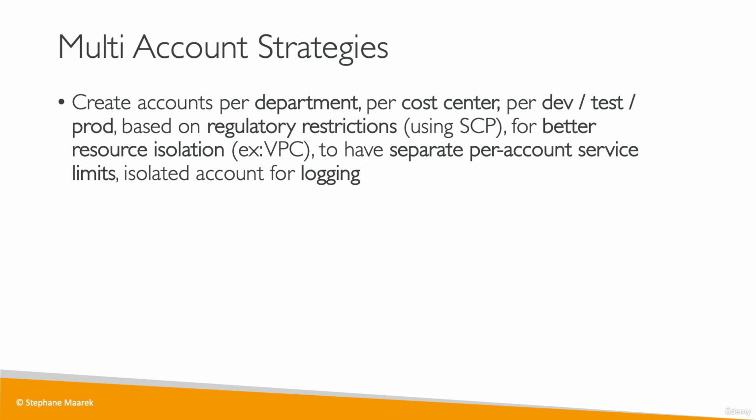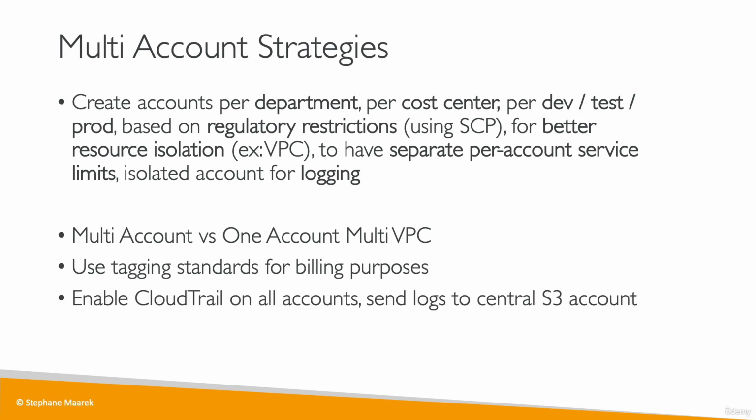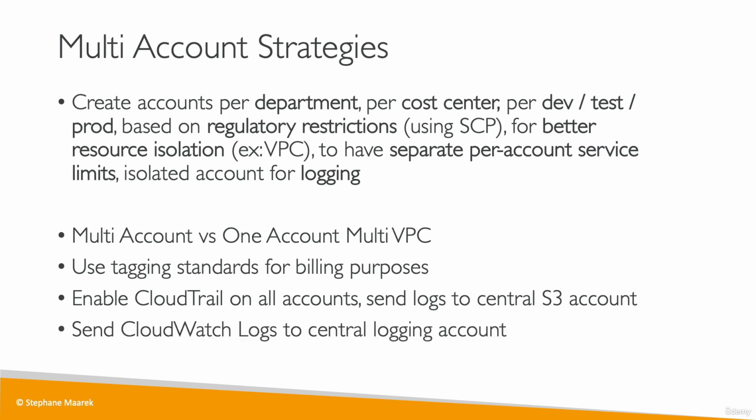It's really up to each organization to choose what type of accounts they want. So the idea is that you have two options. You can use multi-account or one account and multiple VPCs. That is a trade-off. I personally like multi-account better. You can use tagging standards across all the accounts for billing purposes, and we'll see billing in depth in the section. And you should enable CloudTrail on all the accounts and send the logs to a central S3 account, and as well for the CloudWatch logs, you should send them all to a central logging account.